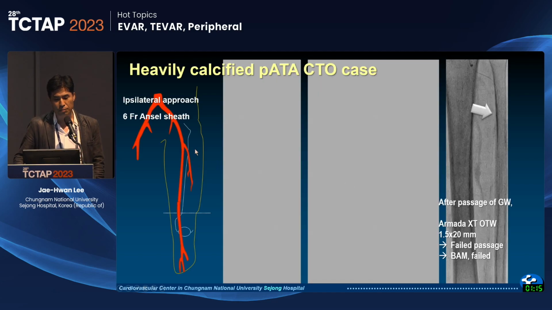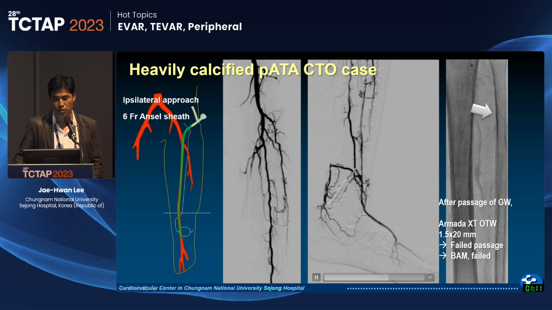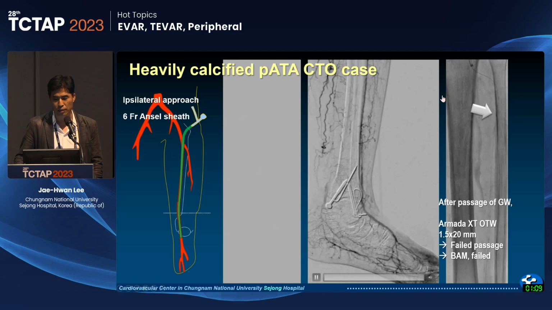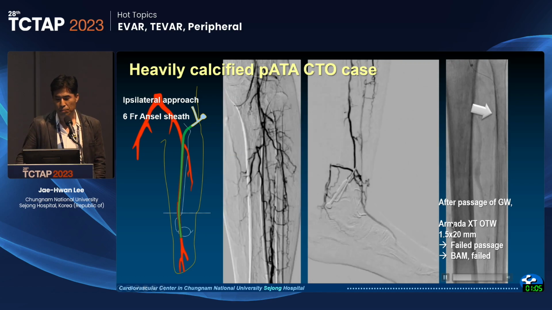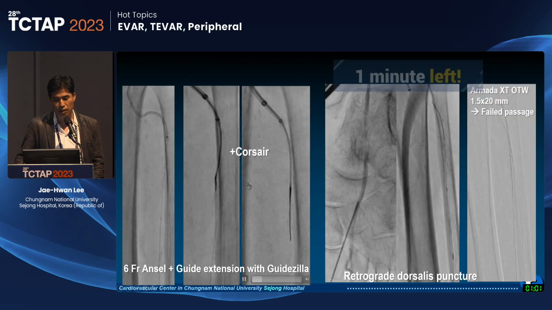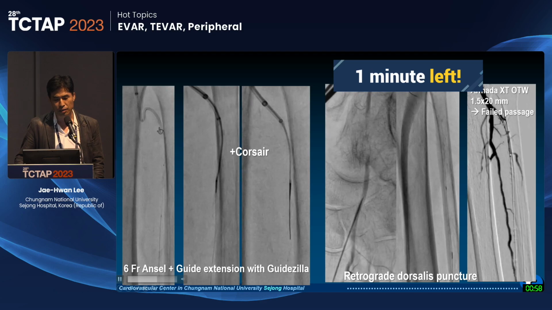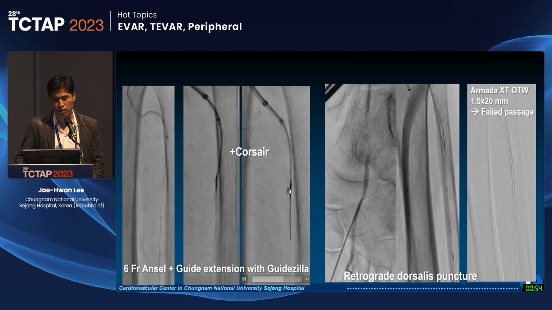I want to share one case. This is a very calcified proximal ATA CTO case. It seems to be a very easy case. It's not a so long ATA CTO, and guidewire passage was very easy. But Armada XT over the wire balloon passage failed. BAM technique failed. Guide extension technique was also not successful. Guide extension plus Corsair was also unsuccessful.